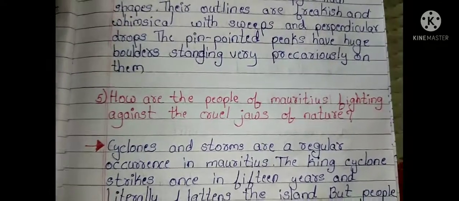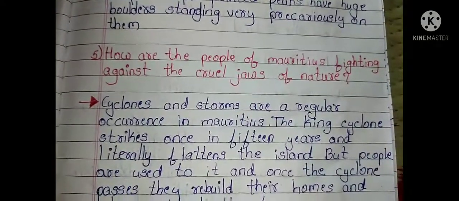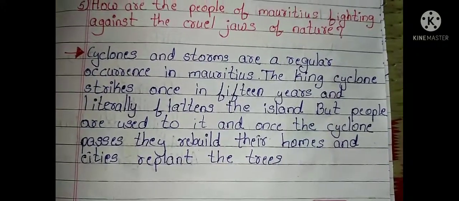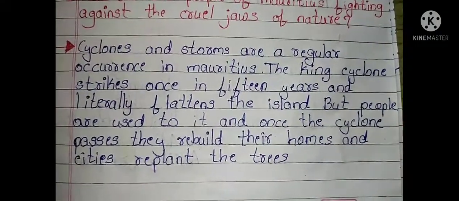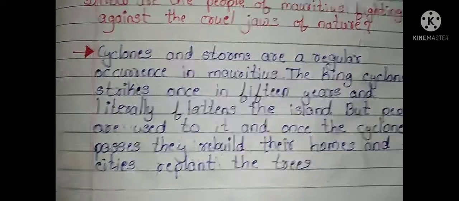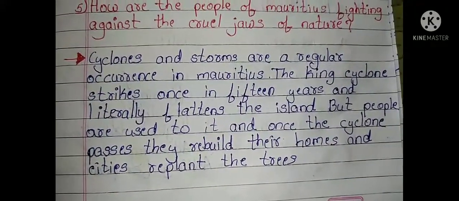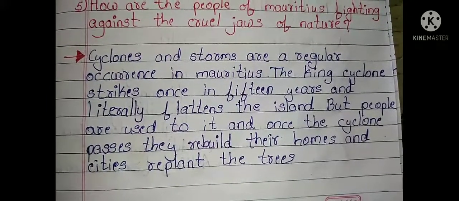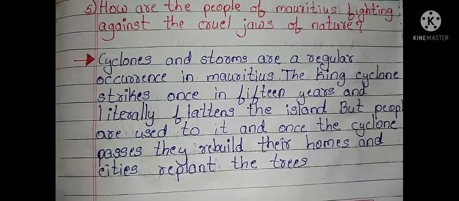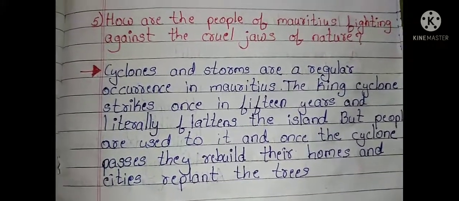How are the people of Mauritius fighting against the cruel jaws of nature? Cyclones and storms are a regular occurrence in Mauritius. The king cyclone strikes once in 15 years and literally floods the island. But people are used to it, and once the cyclone passes, they rebuild their houses, cities, replant the trees.